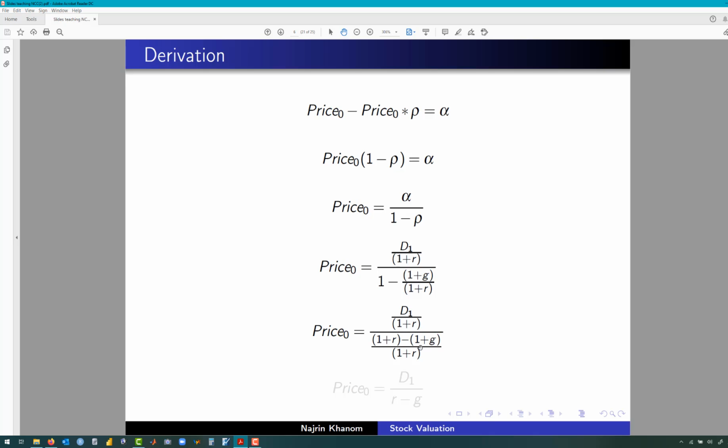So canceling out the 1 plus r leaves us with just d1 in the numerator. And then in the denominator, again, this 1 plus r is canceled out. Positive 1, negative 1 canceled out, leaving us with r minus g. And that's how you get your Gordon growth model, or your constant growth model, where the price of the stock today just reduces to d1 over r minus g, provided that we have a constant growth rate from now till infinity.